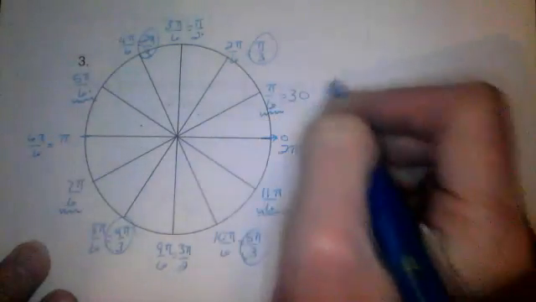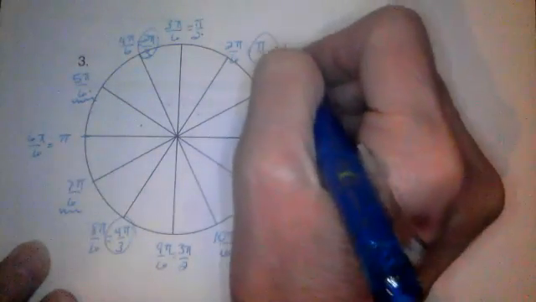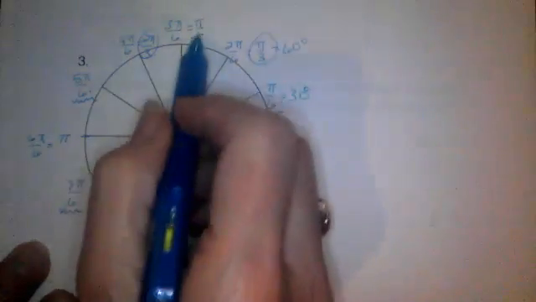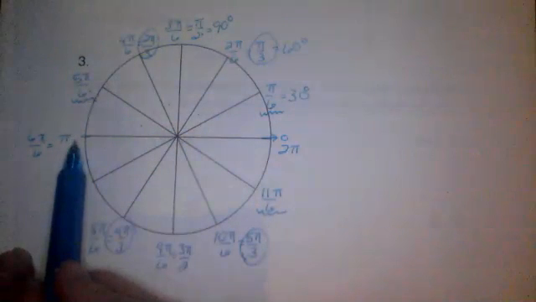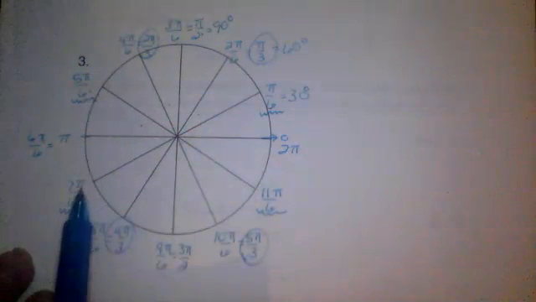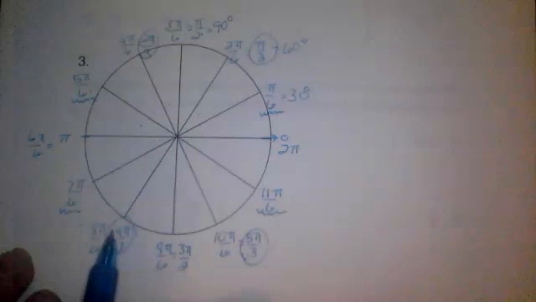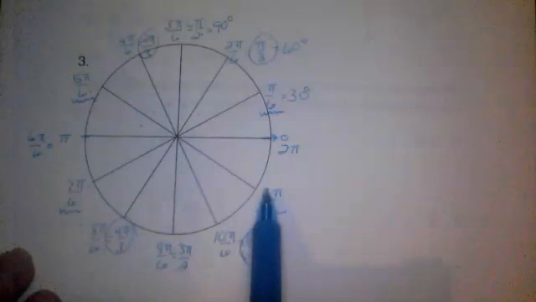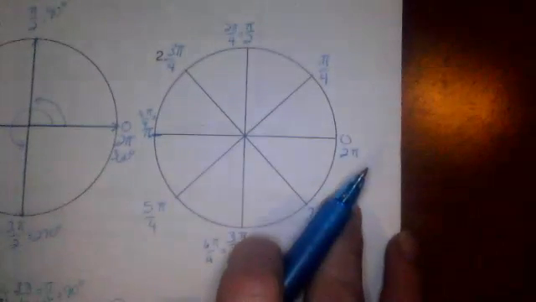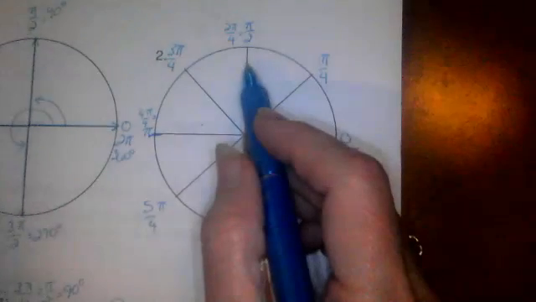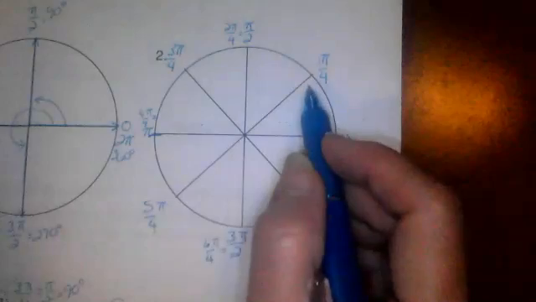Pi sixths is 30 degrees. Pi thirds would be 60 degrees. Then we got 90 degrees. And then 30 more, 120, 150, 180, 210, 240, 270, 300, 330, 360. So in 30-degree increments.